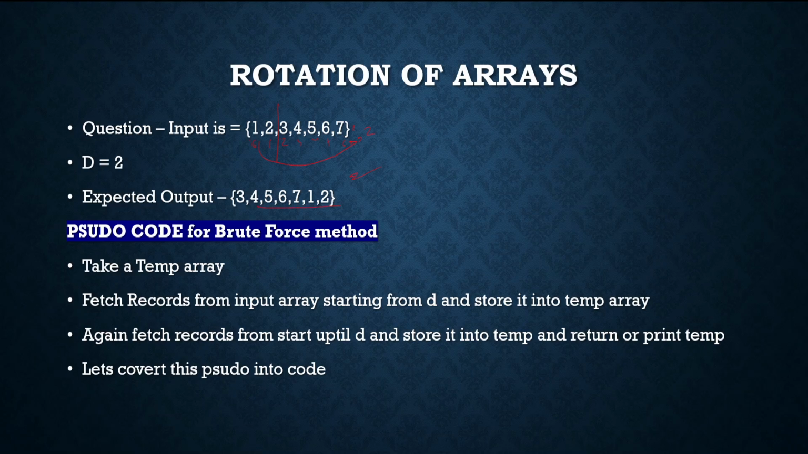First, let us understand the pseudocode. What is pseudocode? Pseudocode means writing your code into normal language through which you can convert your code into your particular point.